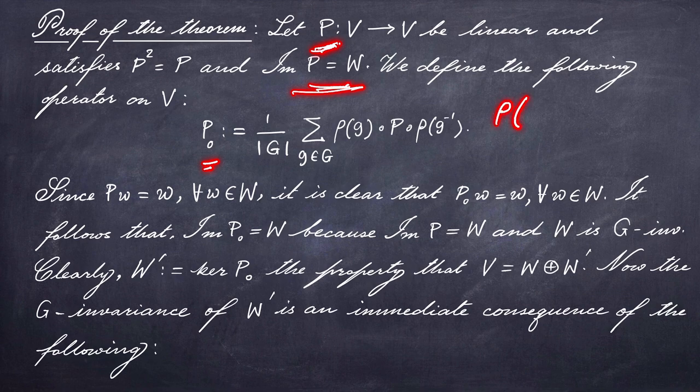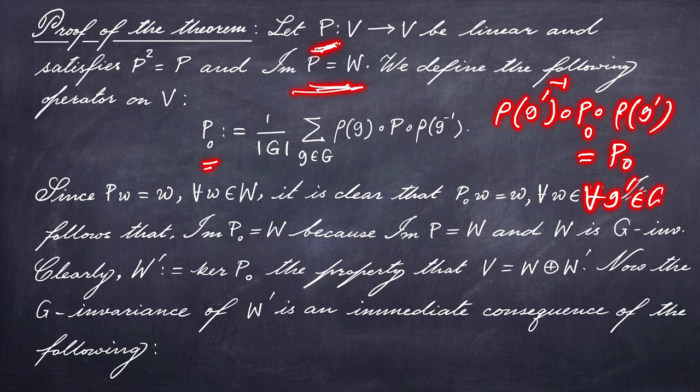And this projection operator P naught is invariant under all conjugations for g in G. So this is what we are going to do: from the projection operator P, we are going to define another projection operator whose image is the same W, and that operator is invariant under all the conjugations.